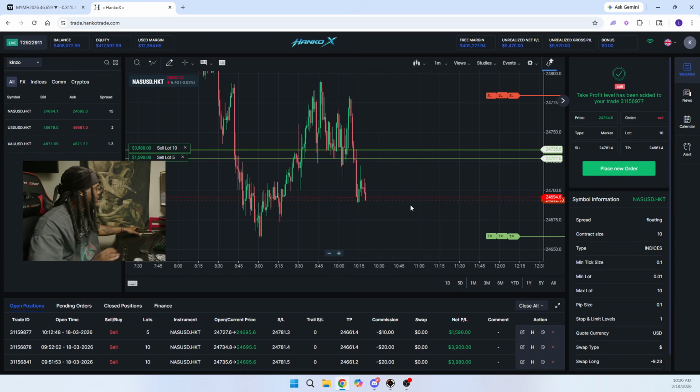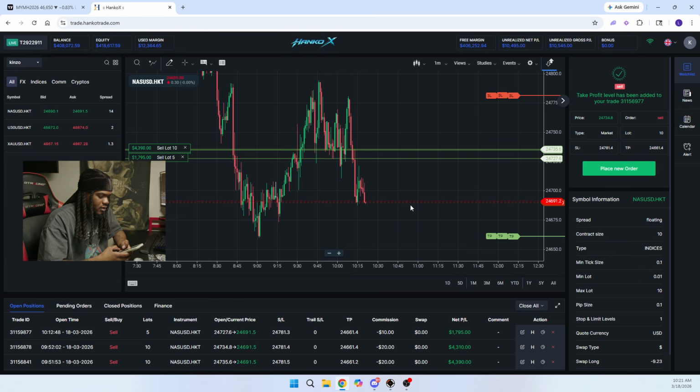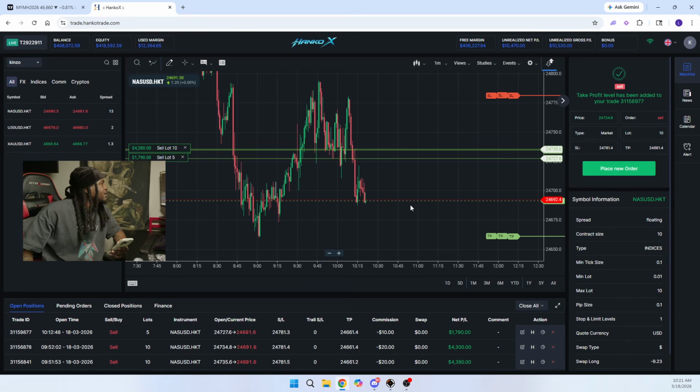That's what I'm talking about, yo. Patience. We had a lot of patience today. Been waiting on this trade. We've been waiting on this trade for a minute. We getting close. 10K again.